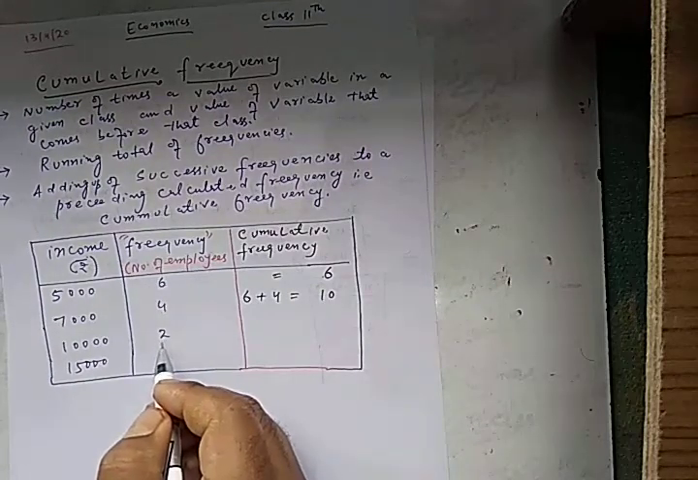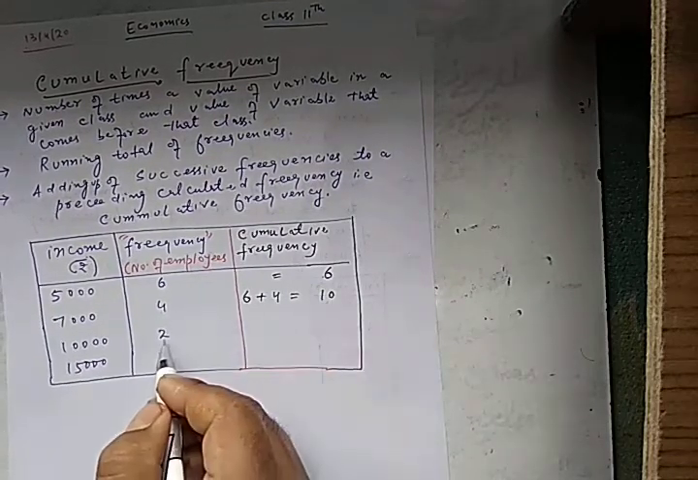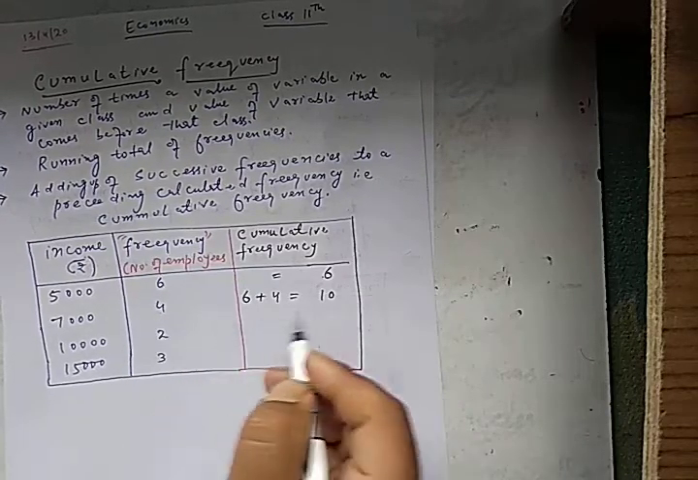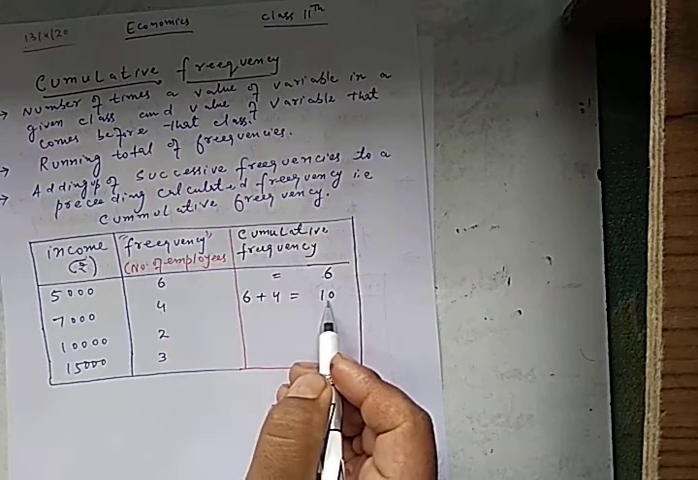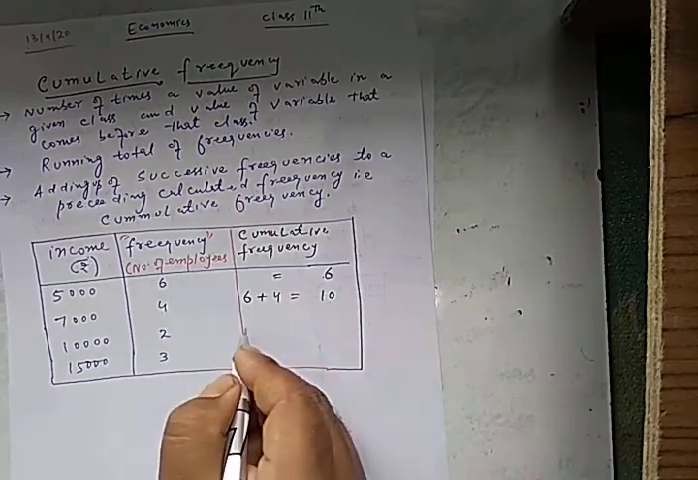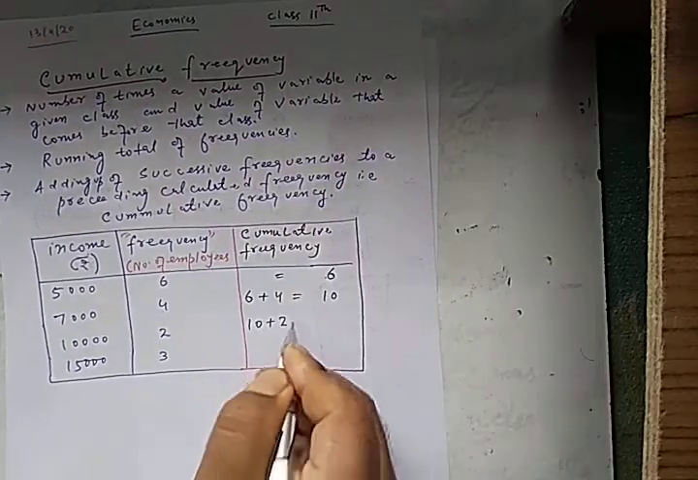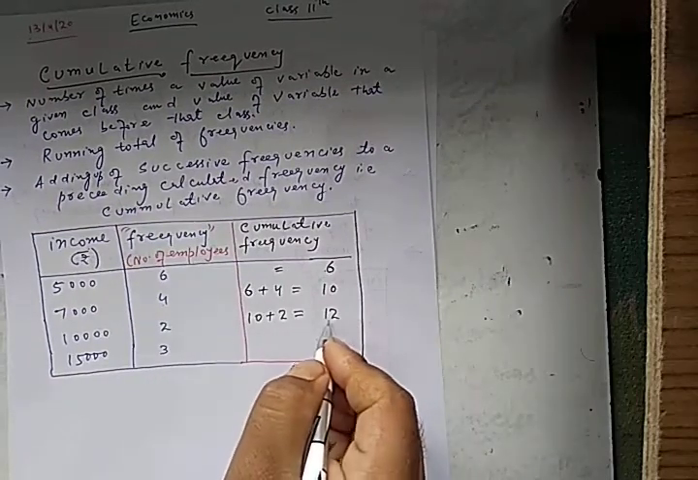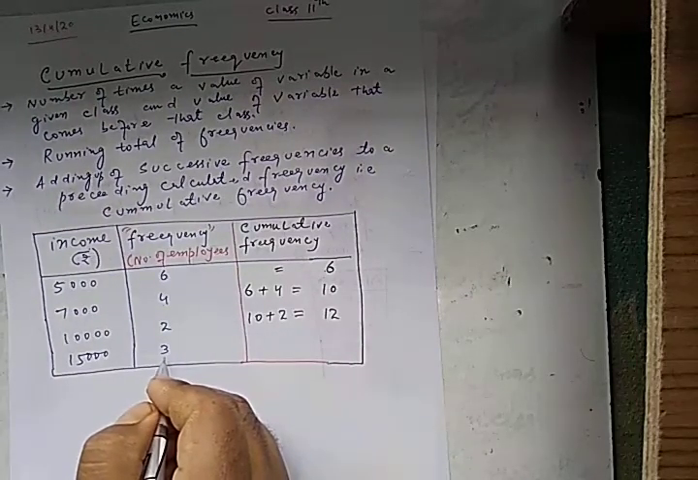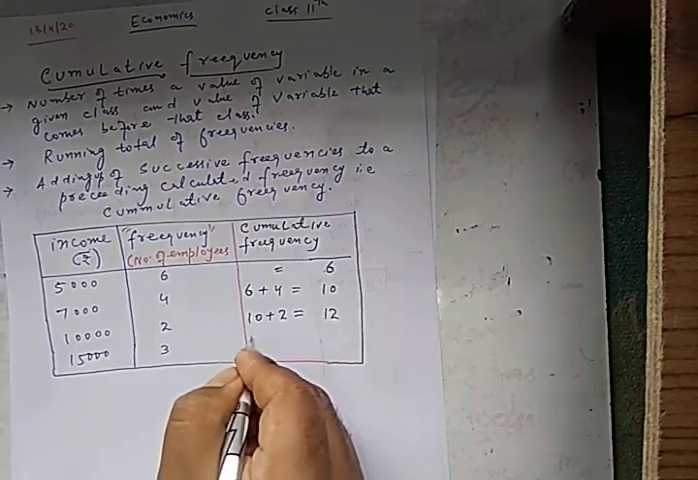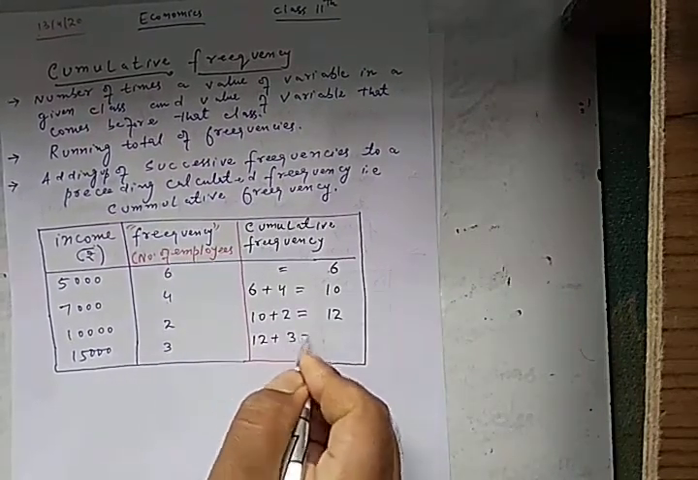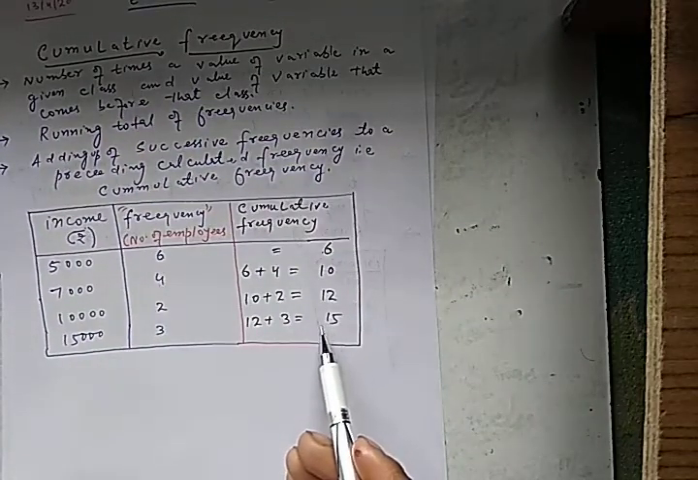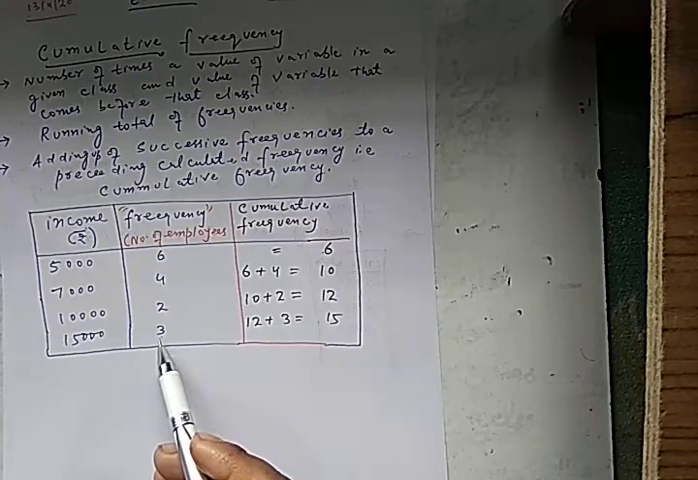And here, this successive one, now this becomes the preceding one. This is the succeeding frequency, 2. It is to be added to the preceding cumulative frequency, that is 10. It will be 10 plus 2, which is equal to 12. And this 12 is to be added to the successive frequency, that is 3. 12 plus 3 will be equal to 15. Now this 15, that is the last cumulative frequency, should be equal to the sum of these simple frequencies.